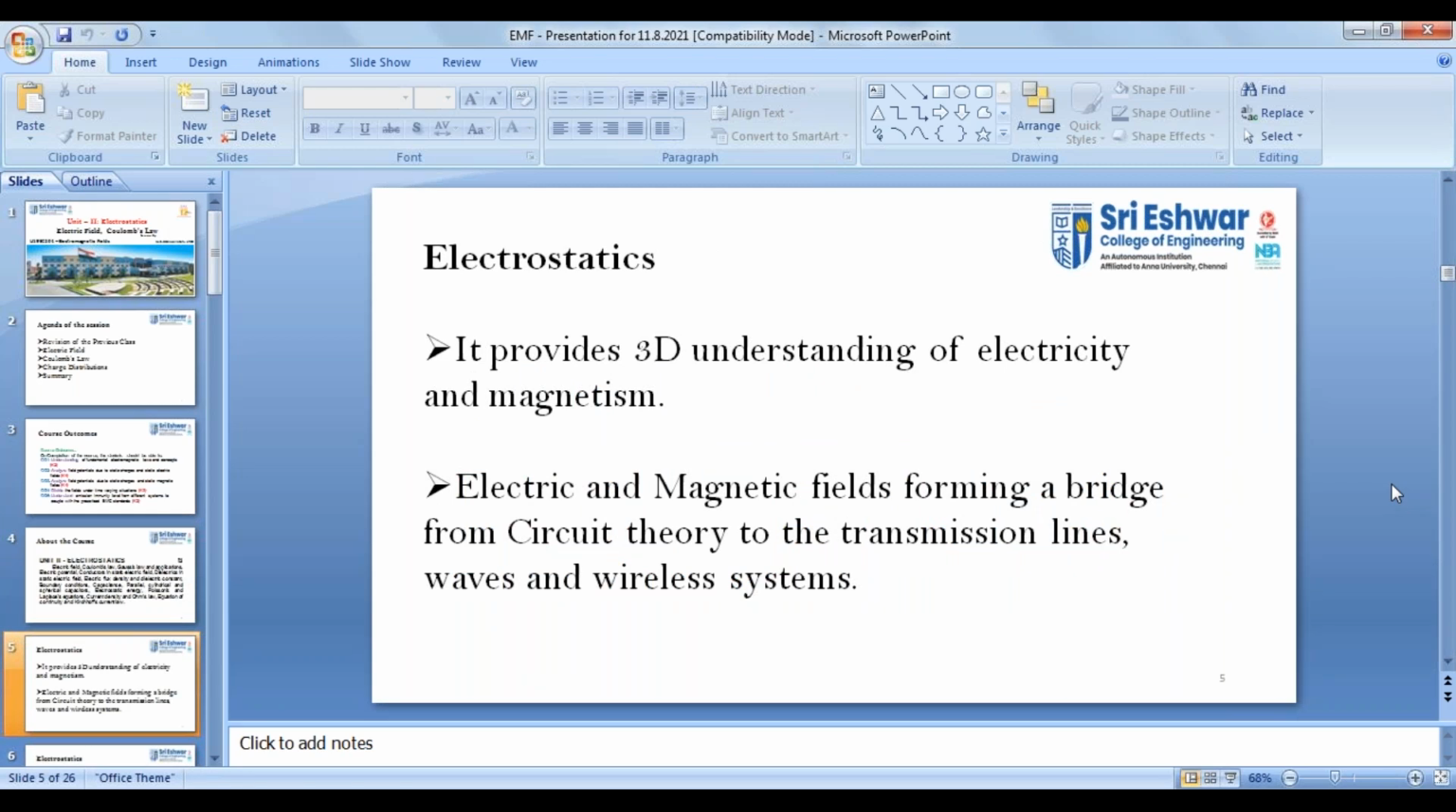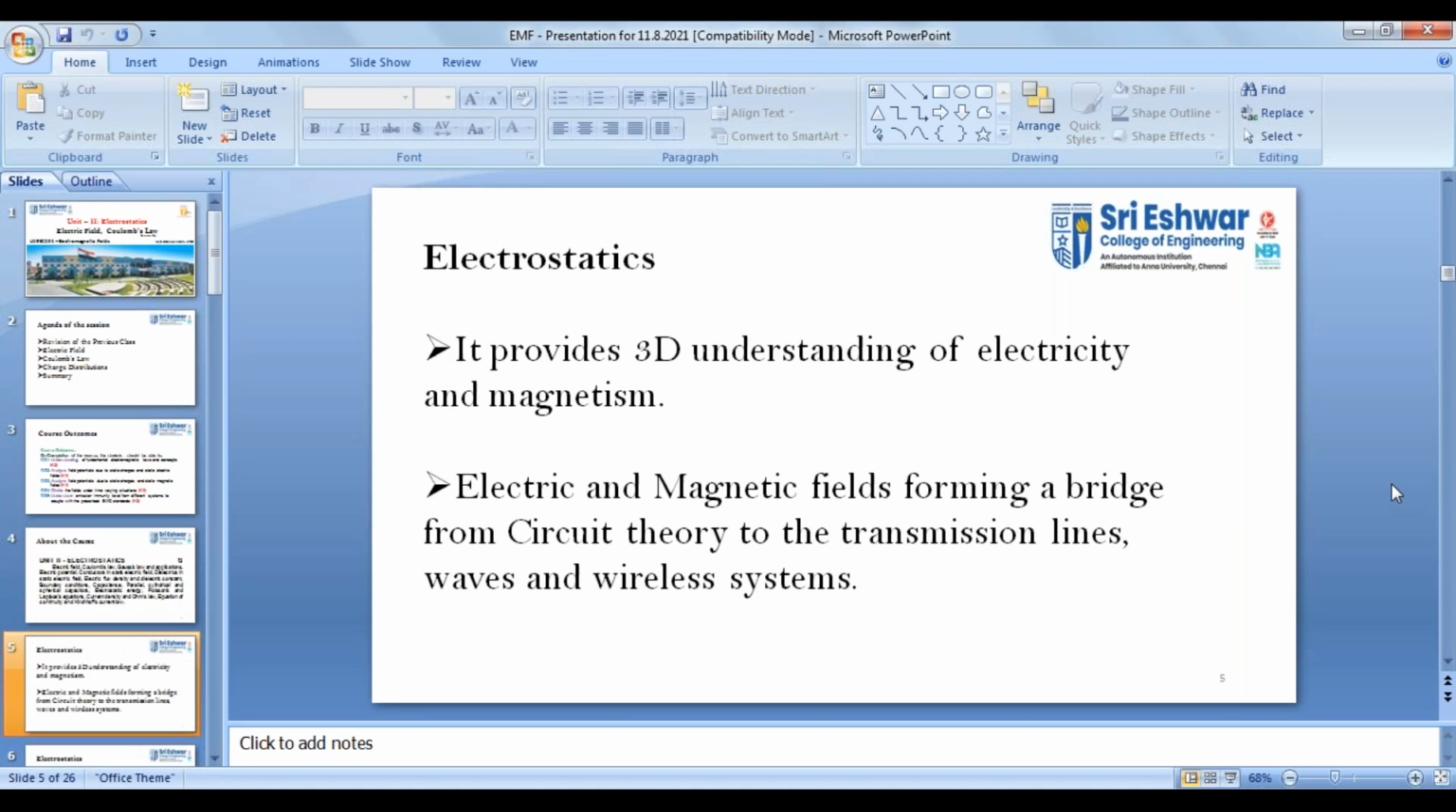What is electrostatics? It provides a three-dimensional understanding of electricity and magnetism. Electricity first of all deals with electrostatics. Electrostatics means the static charge and dynamic charge, both are available. Static charge means a charge which is not moving, which is kept stationary. Dynamic charge is one which is in motion.